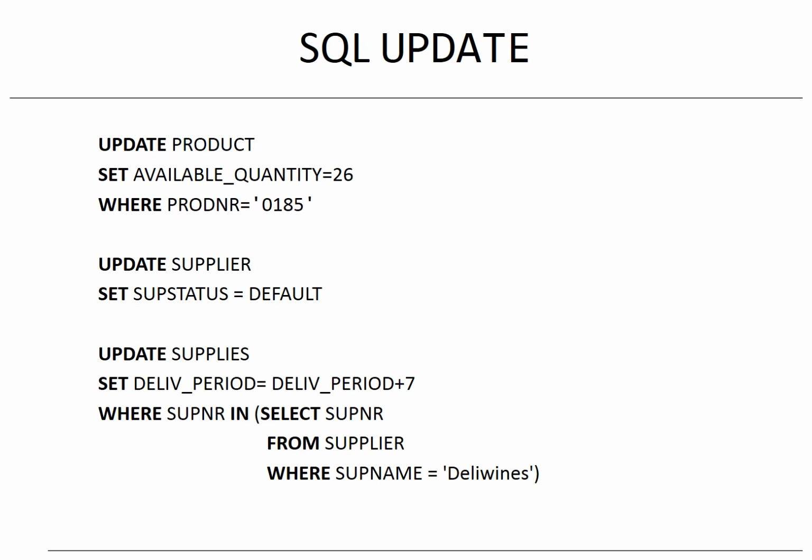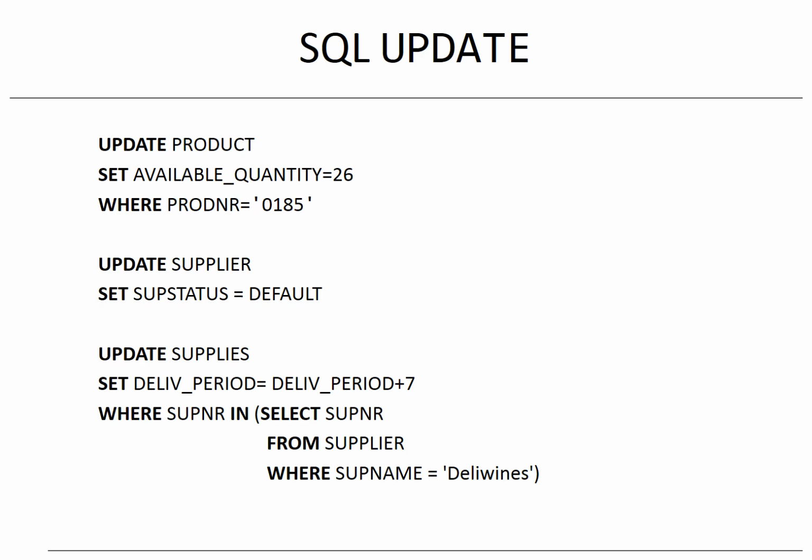Modifications to data can be made using the SQL update instruction. The first example sets the available quantity to 26 for the product number 185 in the product table. The second update instruction sets the supplier status to the default value for all suppliers.